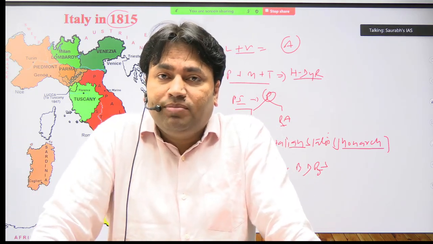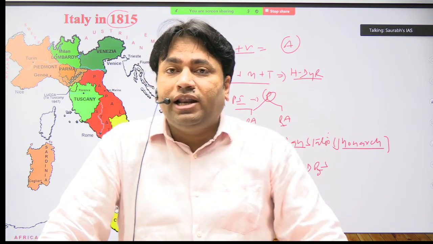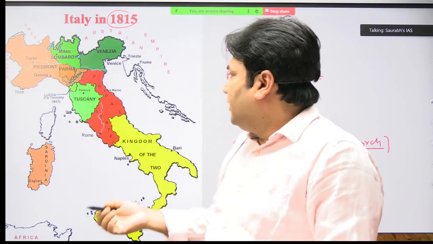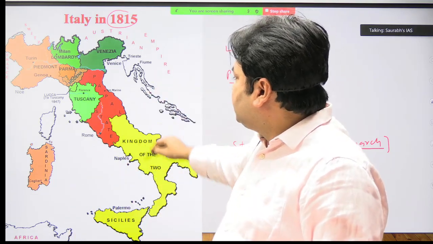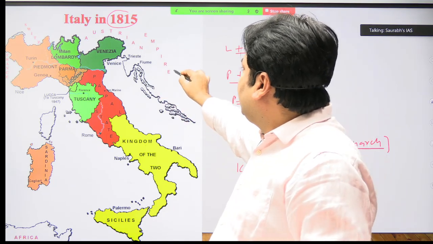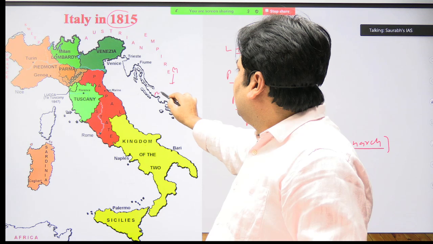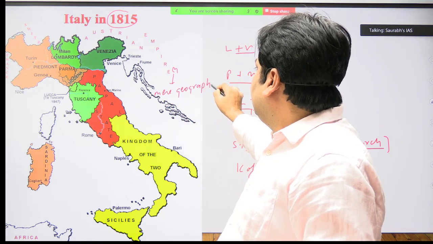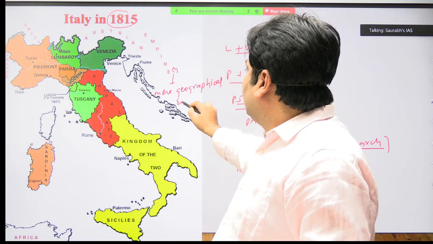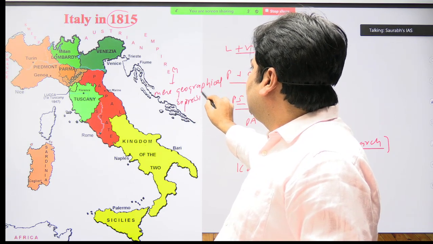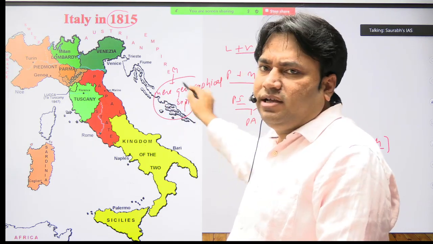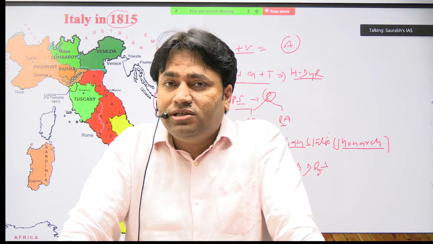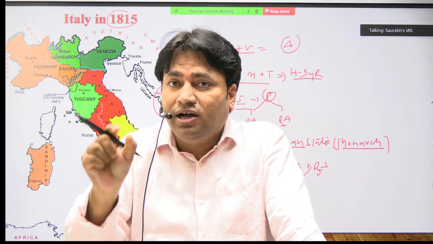Now what will the Italian people think here? If you ask Metternich about these territories, for Metternich these territories were mere geographical expressions. They were not more than that. Metternich did not consider it a country or a nation. He only considered it what? A geographical expression.